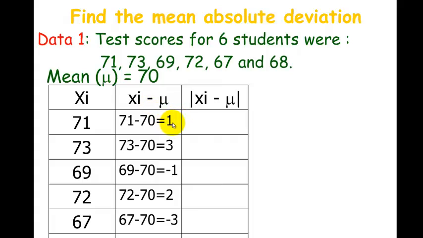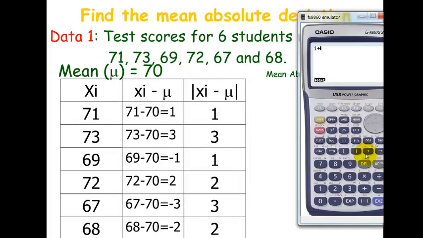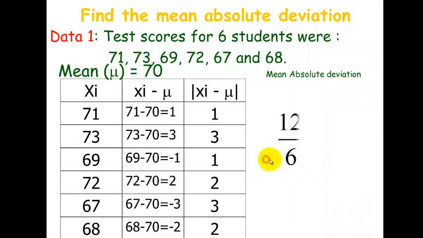Next, let's take the absolute value. So take the absolute value of 1, take the absolute value of 3, take the absolute value of -1, which is 1, absolute value of 2 is 2, absolute value of -3 is 3, absolute value of -2 is 2. Now let's take the average. 1 plus 3 plus 1 plus 2 plus 3 plus 2. The result is 12. Let's get the average. So 12 divided by 6, we'll get 2. So 2 here is our mean absolute deviation.